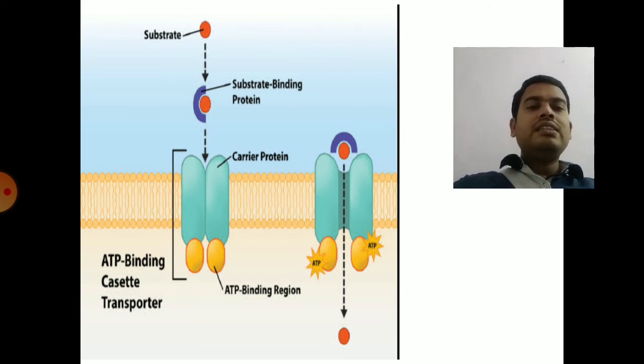So bacterial cells which are highly resistant to drugs exhibit this type of ABC transporter system. In general, bacterial cells also contain ATP binding cassette proteins, but drug resistant bacterial cells contain a large amount of these ABC cassette proteins. So ATP binding cassette proteins are ABC transporters.